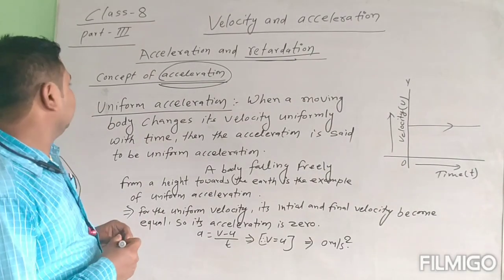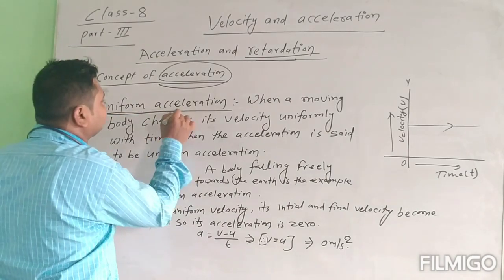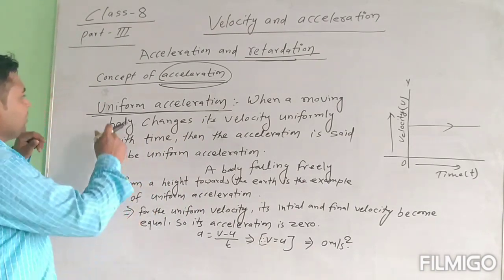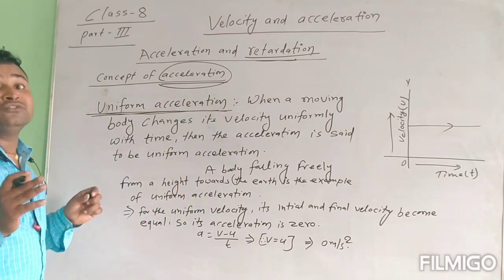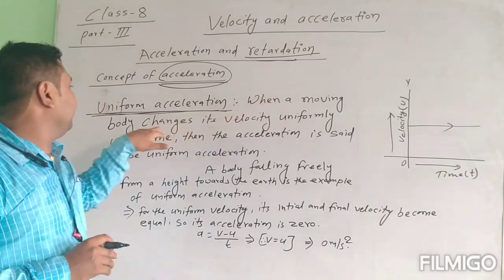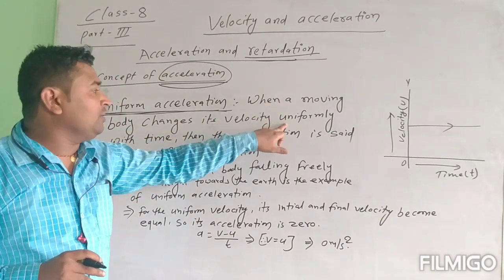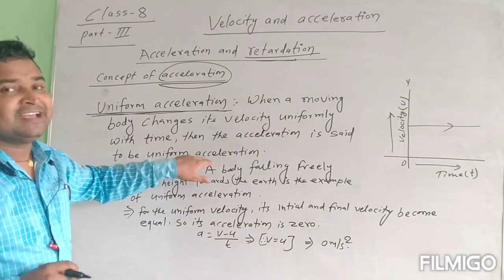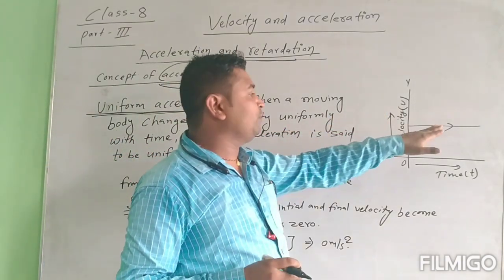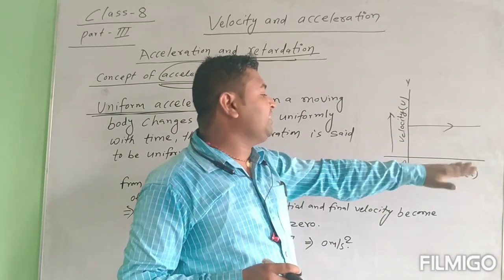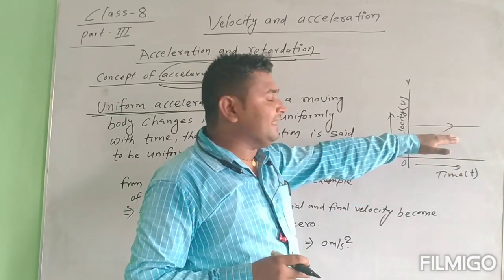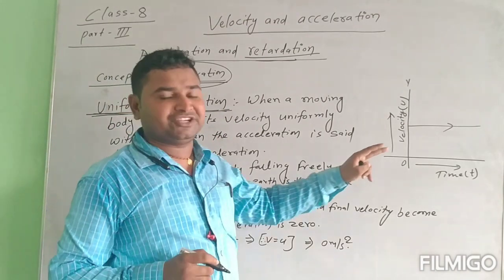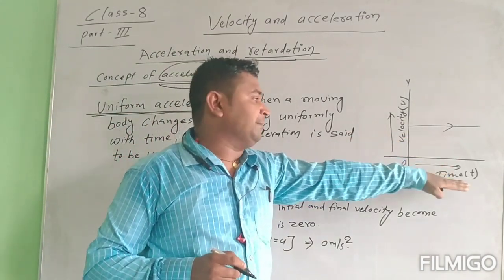Now let's talk about uniform acceleration. You have studied what acceleration is and what retardation is. What is uniform acceleration? When a moving body changes its velocity uniformly with time, the acceleration is said to be uniform acceleration. Now look at the graph. The body is moving in a straight line with the time taken.